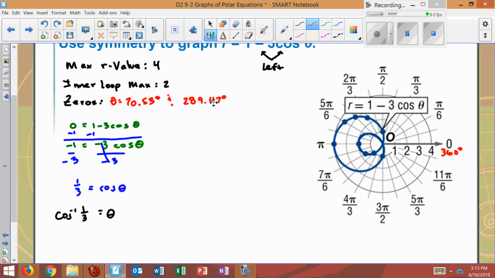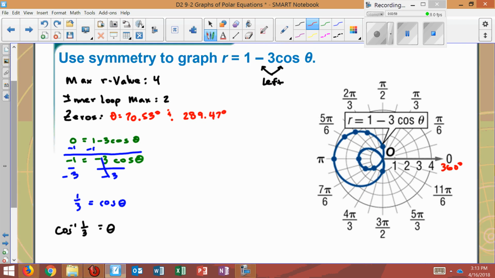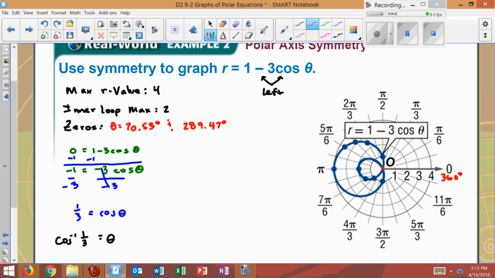289.47 degrees. Those are my two zeros. So, if you want to know where those spots were, those would be those two thetas. Now let's go back up here. How will we use these values? You just simply plug them in.